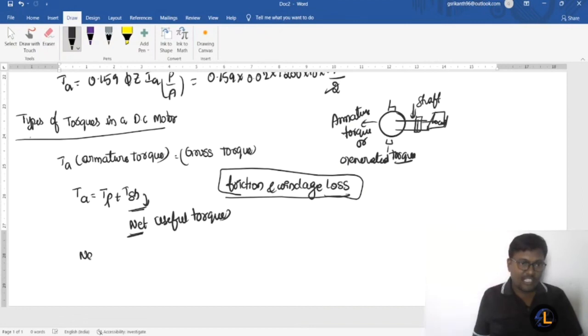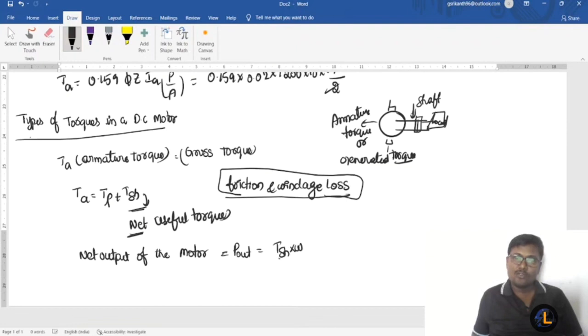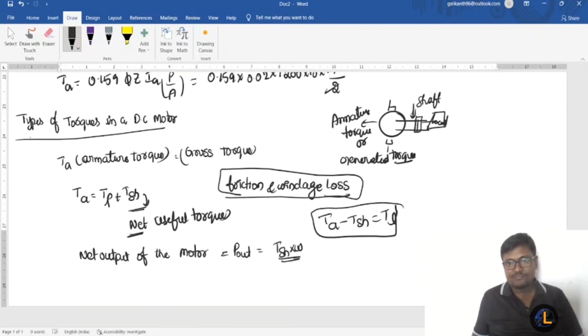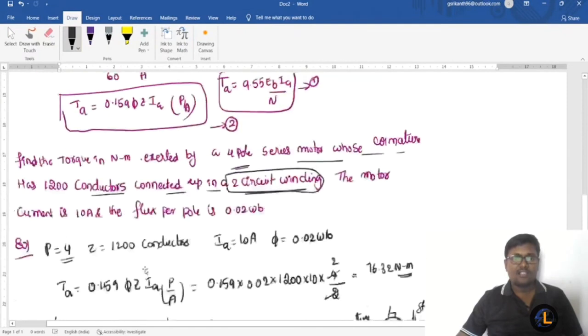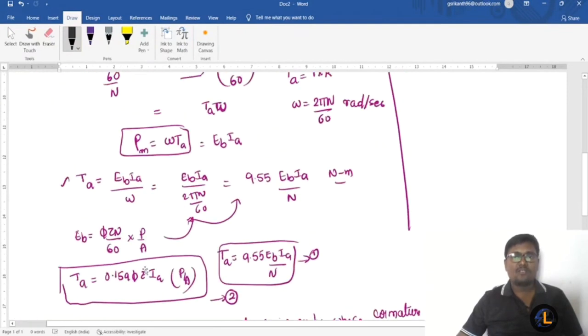What is the net output of the motor? The output of the motor should be equal to shaft torque into omega. The difference between the gross torque and shaft torque is called the lost torque. And in the next video, let's discuss the no load condition of a DC motor. Thank you.